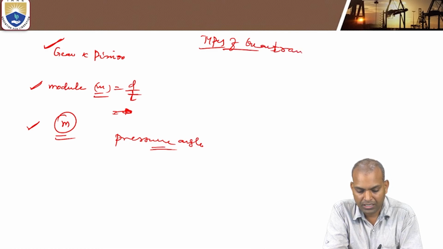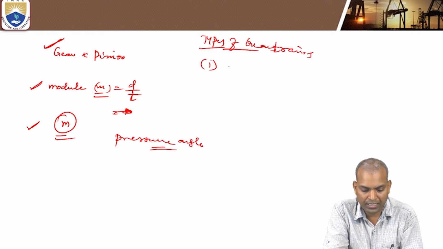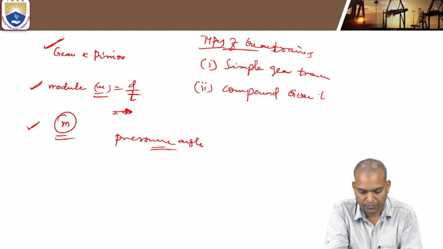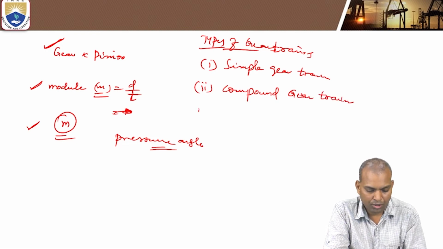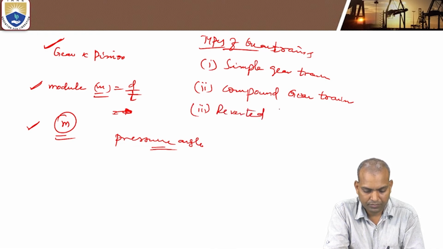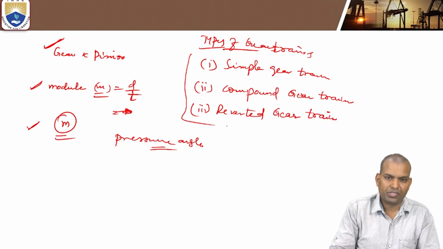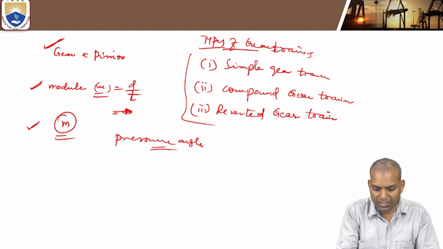Gear trains: the first is the simple gear train, the second is the compound gear train, and the third is the reverted gear train. So these are the various types of gear trains. That one is different.